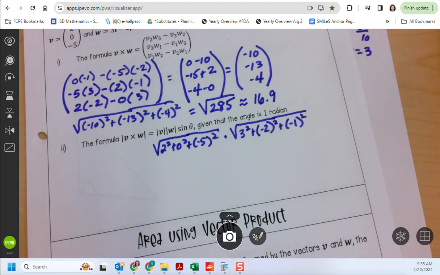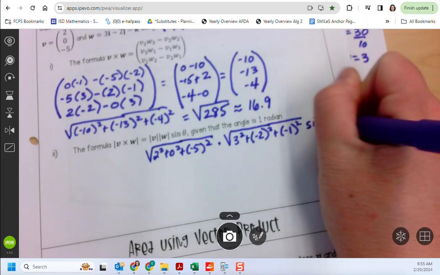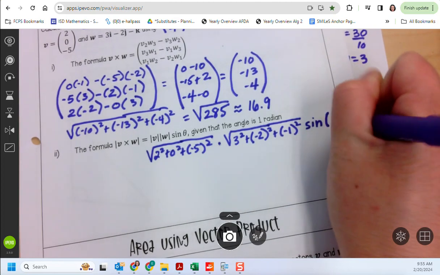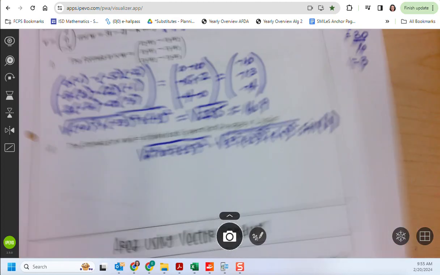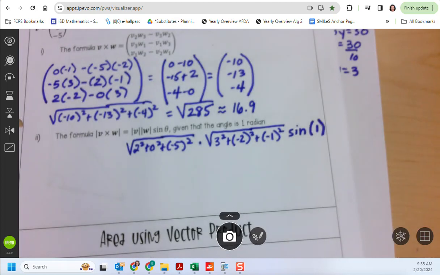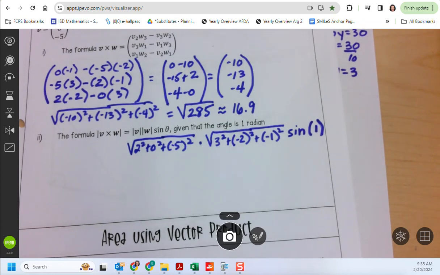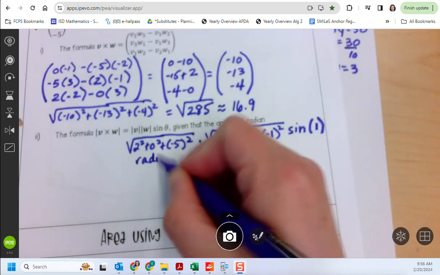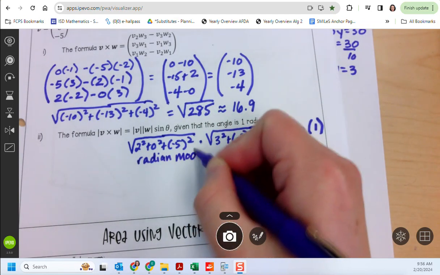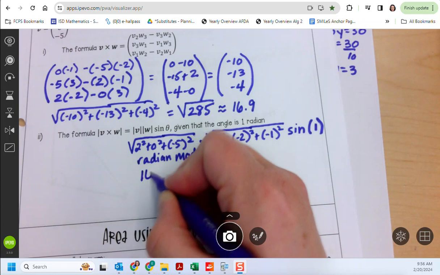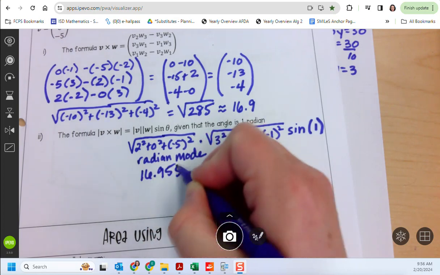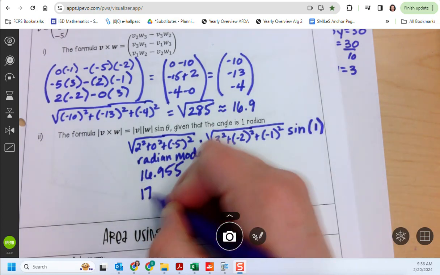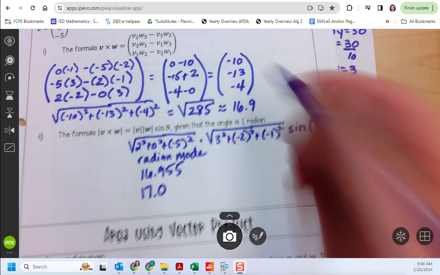And then that's going to be sine, and the angle measurement is 1 radian. So what mode should you be in? Radian, yeah. So type that in your calculator if you haven't yet. Okay, so make sure you're in radian mode, we said. And we're going to get about 16.955, which to 3 sig figs would be 17.0. So they're about the same.